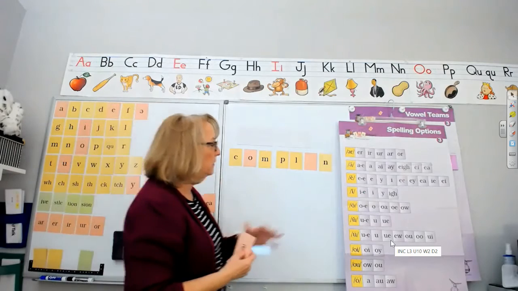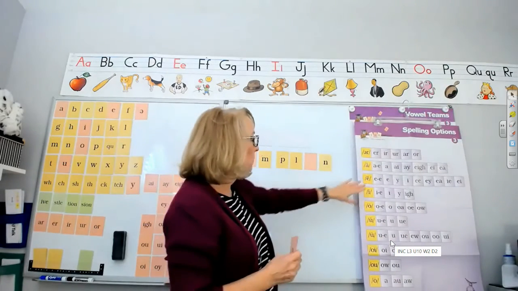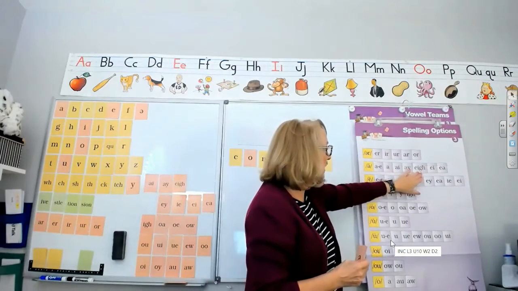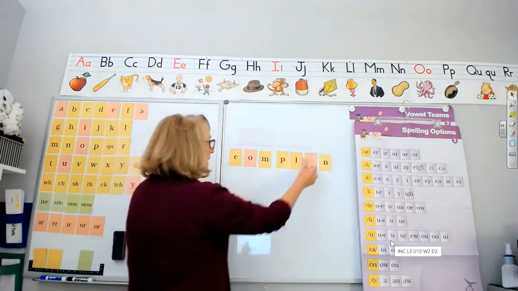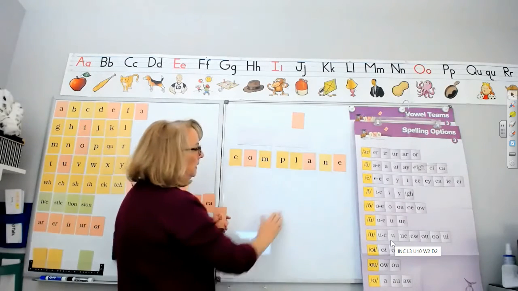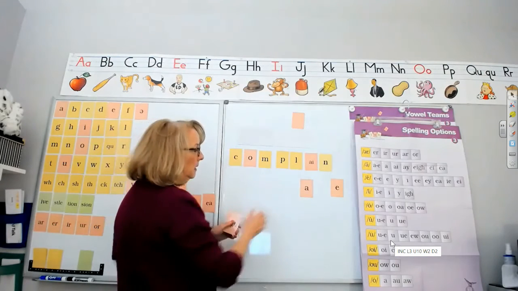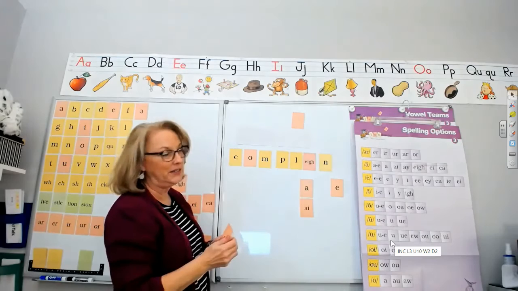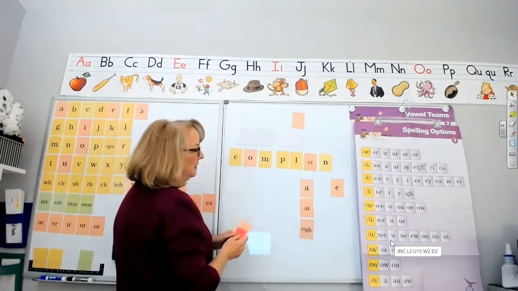So what can we use for the long A sound in the middle of a syllable? Well, we can use A consonant E, A-I, E-I-G-H, E-I, or E-A. Let's try them. Here's A consonant E, complain. Here's A-I, complain. E-I-G-H, not used that often, but once in a while. E-I, complain.